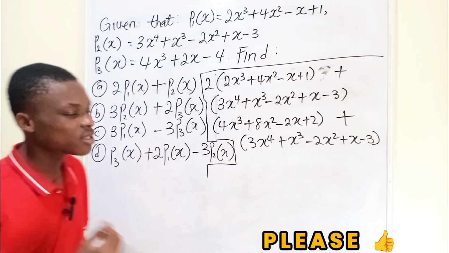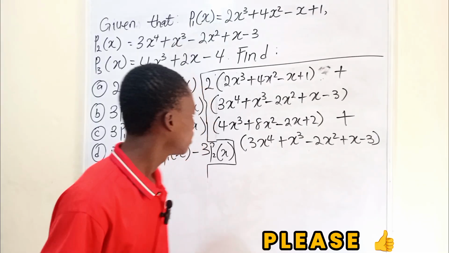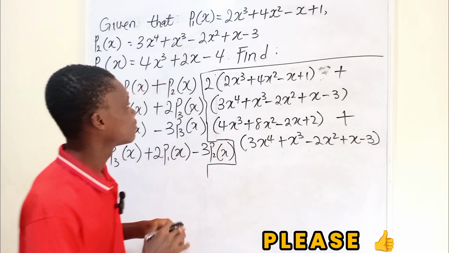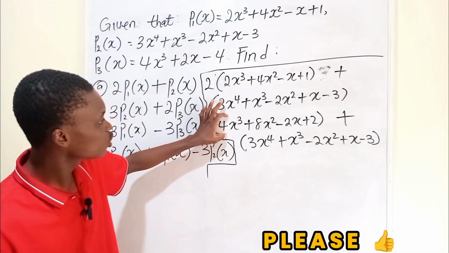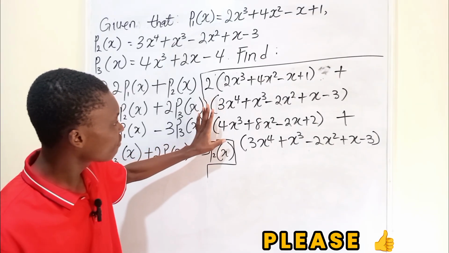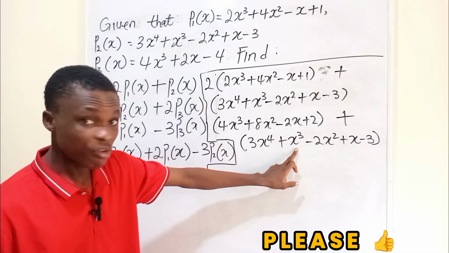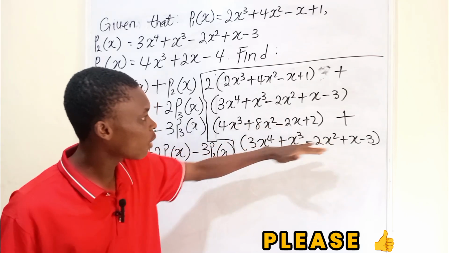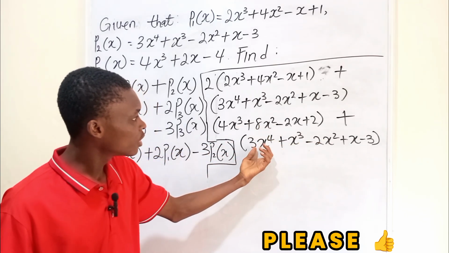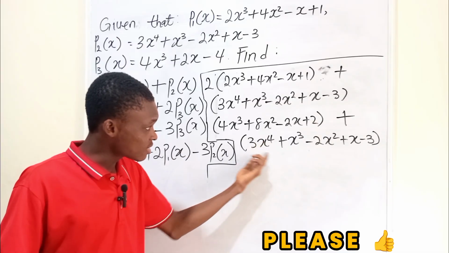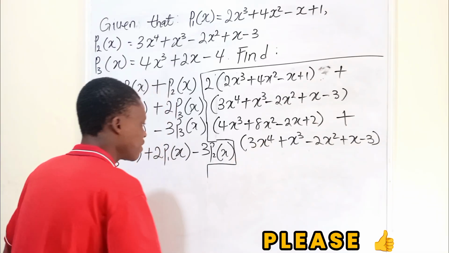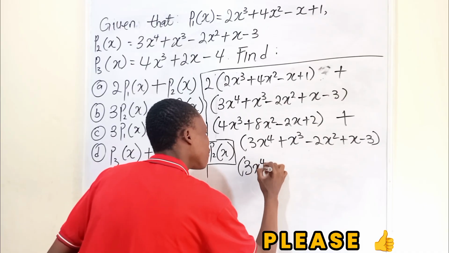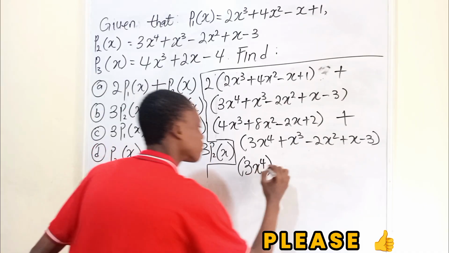All right, now the next step is to collect like terms. If you look at this very well, we have 4x cubed here. Is there any corresponding power with 4x cubed? This one corresponds with 4x cubed. We have 3x to the power 4, which is the highest power, but there is no other one that has power 4 except this one. So let's take that one first. Put it in a bracket, 3x to the power 4. Close the bracket since it's only this one.